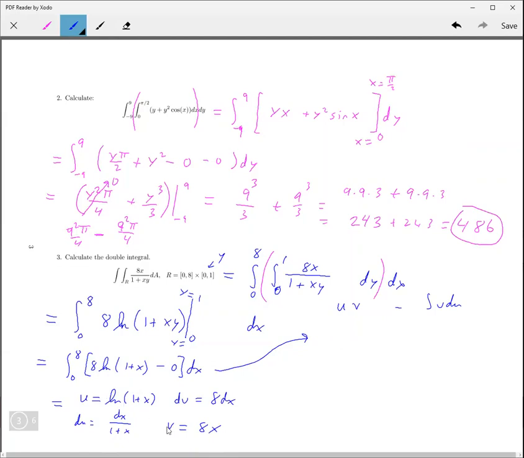So that's going to be u times v, so that's 8x log of 1 plus x, minus the integral of this one, 8x du, which is this one. Oh, man. We went back to the... we end up having to do this anyways. Oh, well. Oh, and we also have to remember this goes from 0 to 8. This is also from 0 to 8.